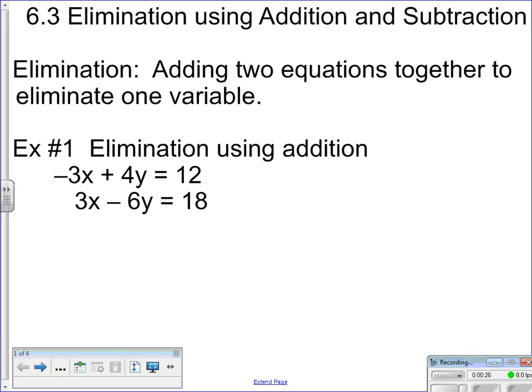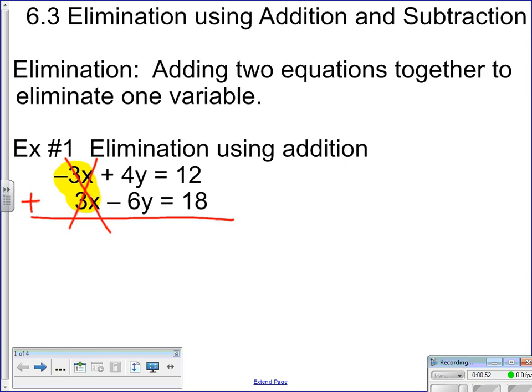If you're thinking x, that's right, because when you have a negative 3x and a positive 3x, you put those two together using the additive inverse, you get 0. So if you add a negative 3x and a positive 3x, that will equal 0. So now you have eliminated x from the system of equations.